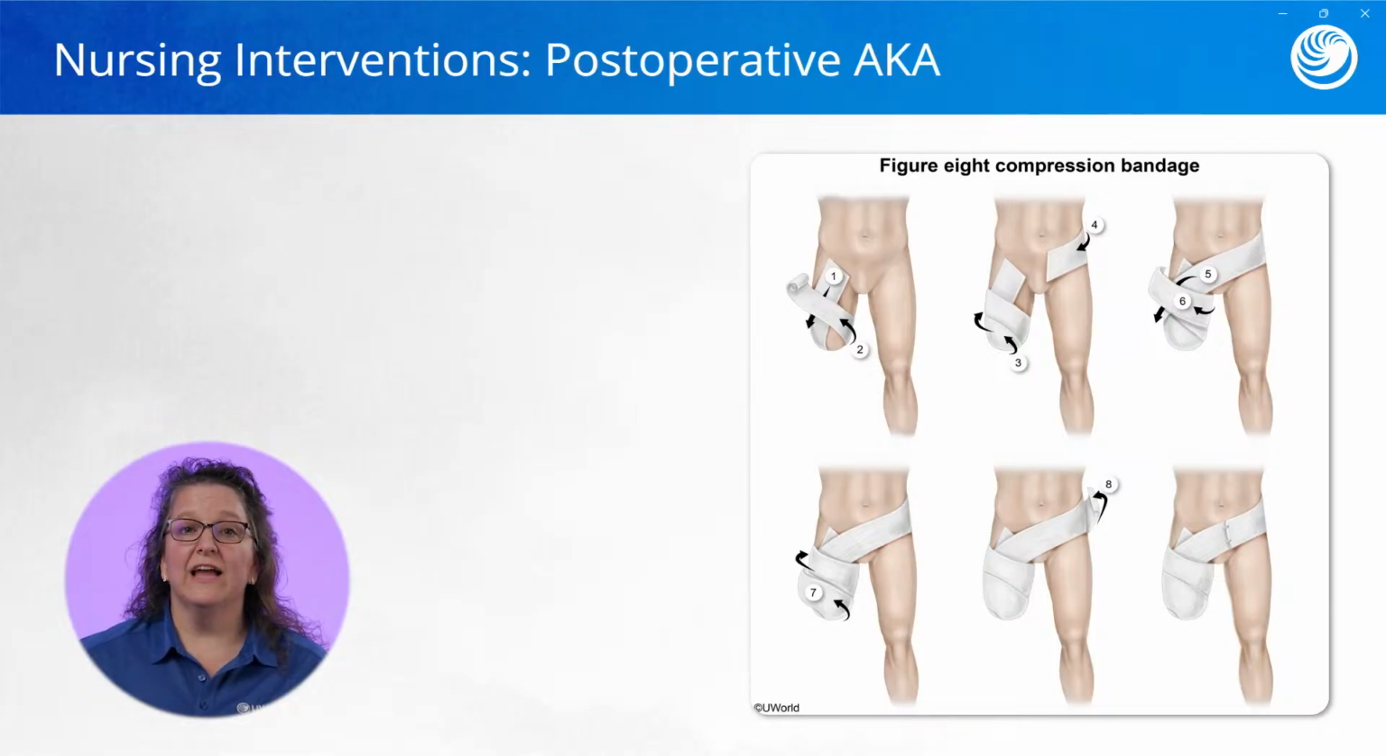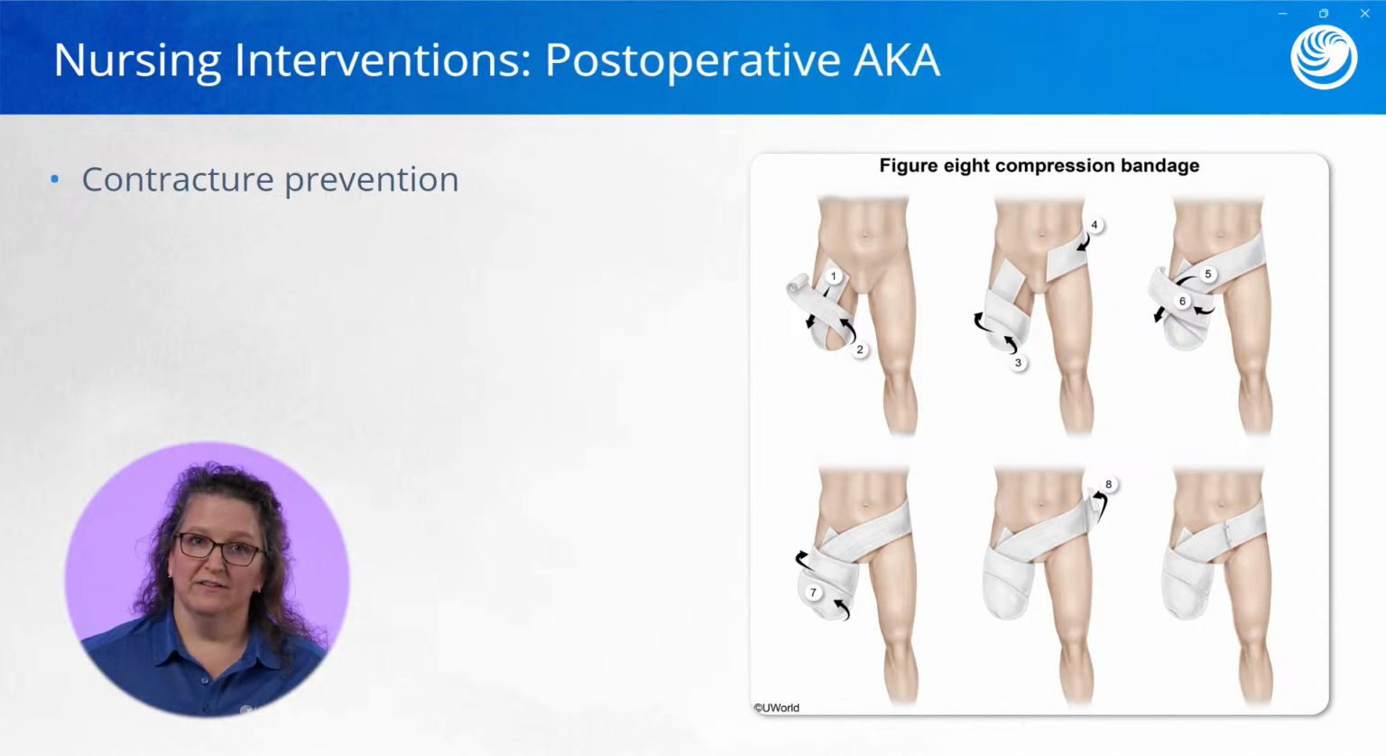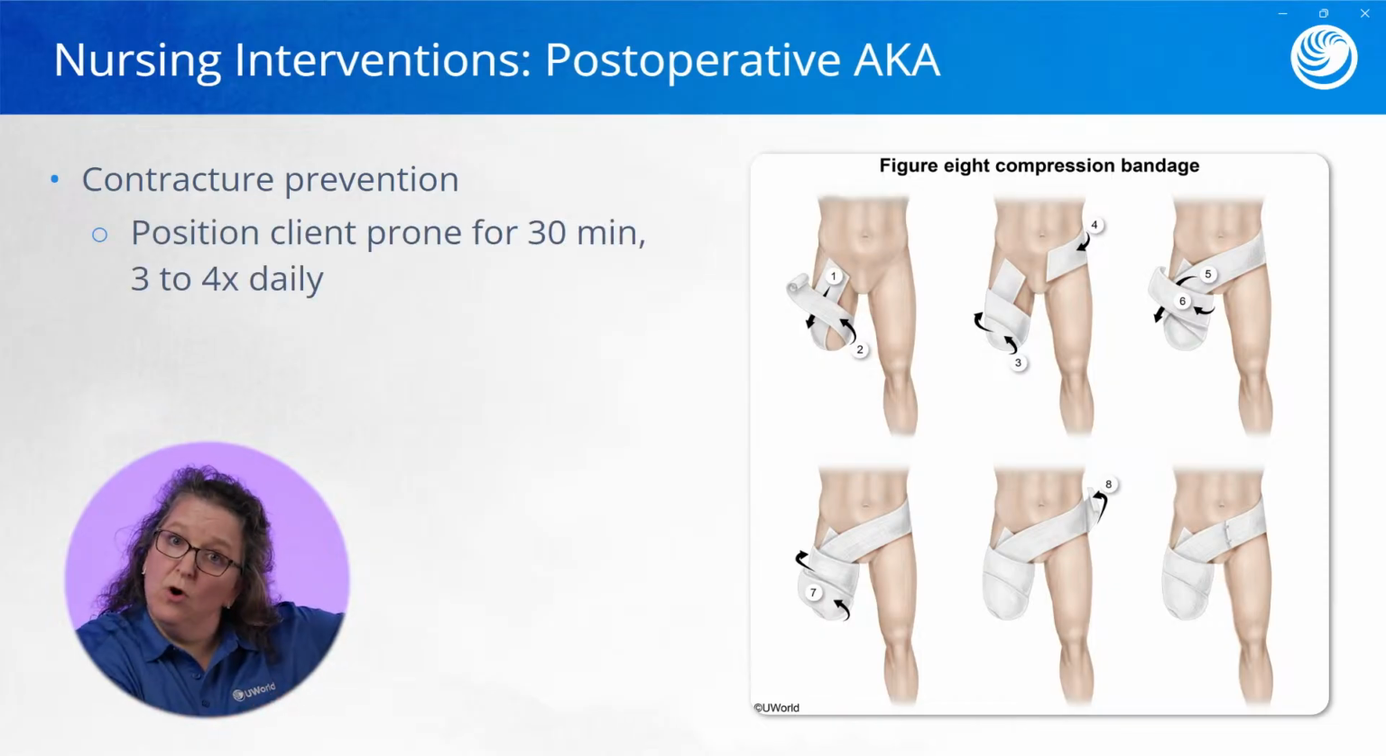Postoperative care for the client with an above-the-knee amputation includes contracture prevention. A hip contracture could be a debilitating complication for this client. So we want to do a couple things to prevent it. We want to lie the client prone for approximately 30 minutes, 3 to 4 times a day. Imagine if my head is here and my legs are here, we want to prevent that hip contracture. So by lying the client prone, it allows that area to be stretched.